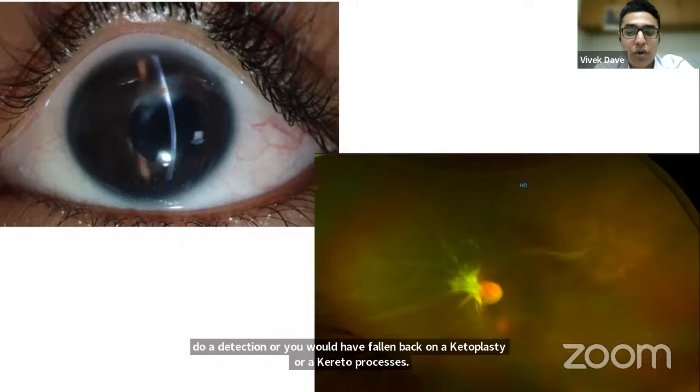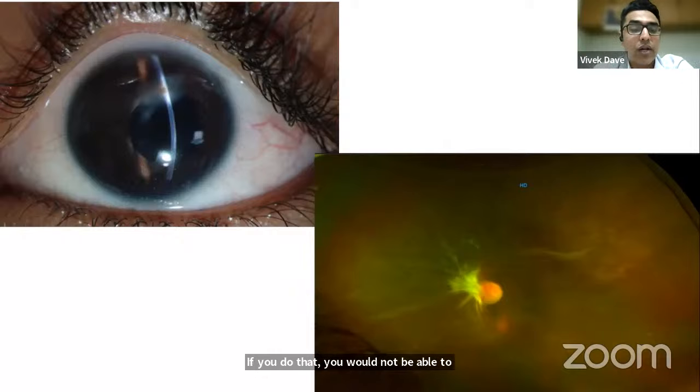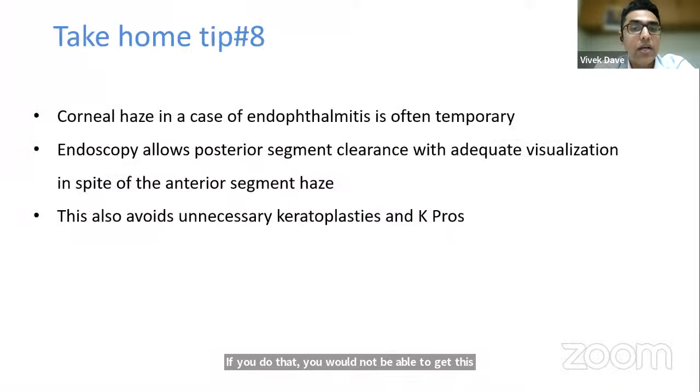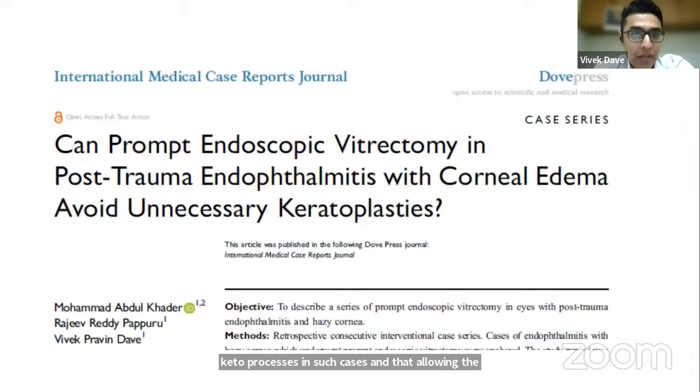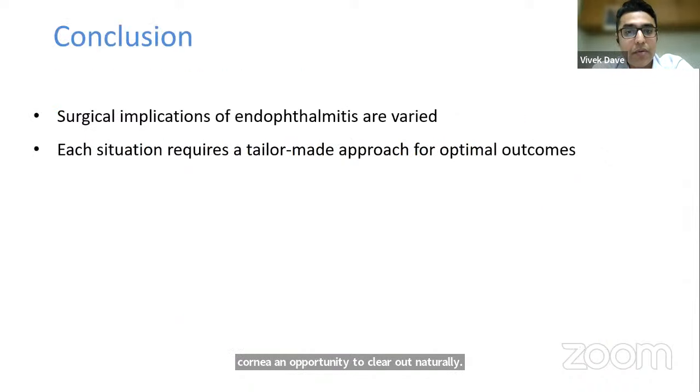If you do that, you would not be able to get this natural corneal clearance because you would have replaced the corneal surface. Thus, the take-home tip here is that corneal haze in endophthalmitis is in many cases temporary. Endoscopy allows posterior segment clearance with adequate visualization in spite of anterior segment haze, avoiding unnecessary keratoplasties and keratoprostheses, and thus allowing the host cornea an opportunity to clear out naturally. This is also something that we published and showed has great benefit.